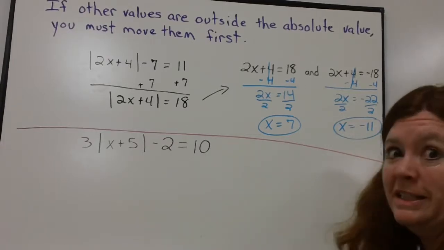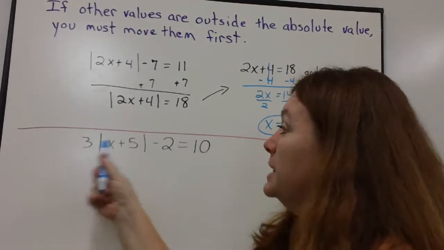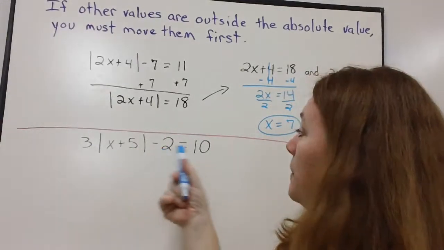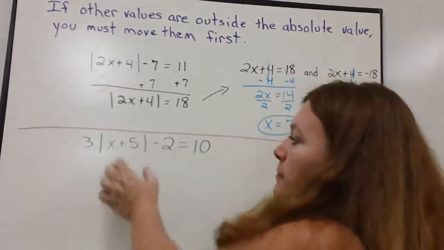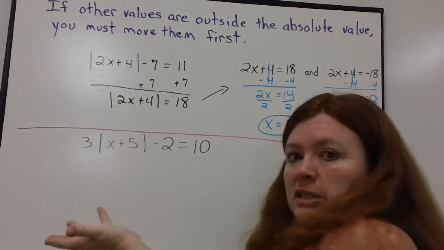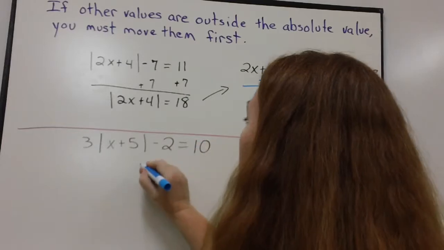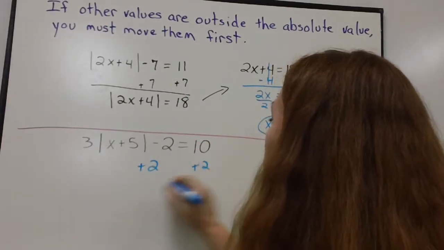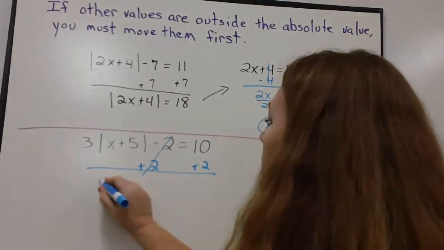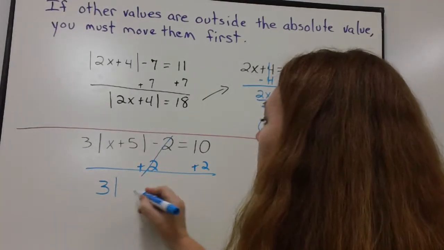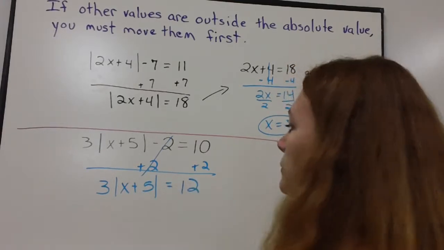All right, let's go crazy and throw in an extra couple of things. 3 times the absolute value of x plus 5, minus 2, equals 10. Solve it like you would almost any other equation. If this was a variable, what would be the first step? We would add 2 to both sides. Here's my equal sign, so I'm going to add 2 to this side and add 2 to this side. Well, this minus 2 and plus 2 will cancel. And that leaves me the 3 times the absolute value of x plus 5 equals 12. Now what should I do?